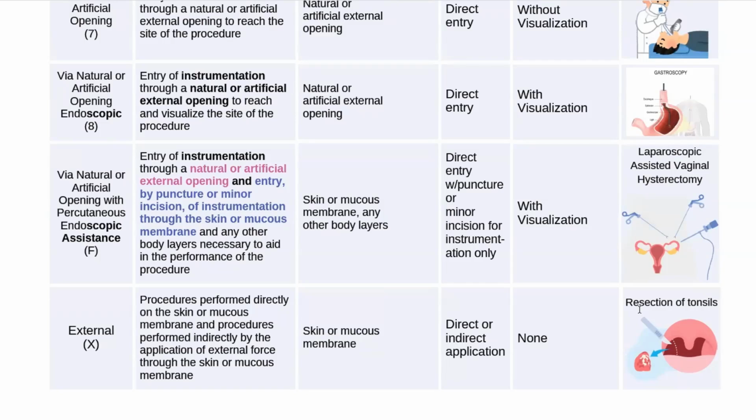An example of this would be resection of tonsils. We do not need to cut through skin and mucous membrane to access the tonsils. So this would not be an open procedure because we do not have to cut through any skin or mucous membranes to get to the site of the procedure. So this would be considered an external approach. And again, in our previous example, there was a closed reduction of a fracture as well.